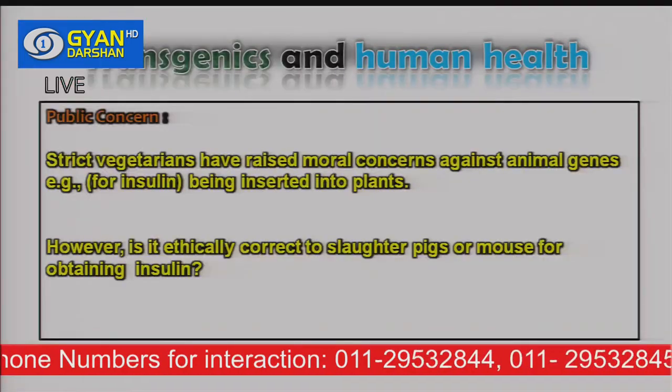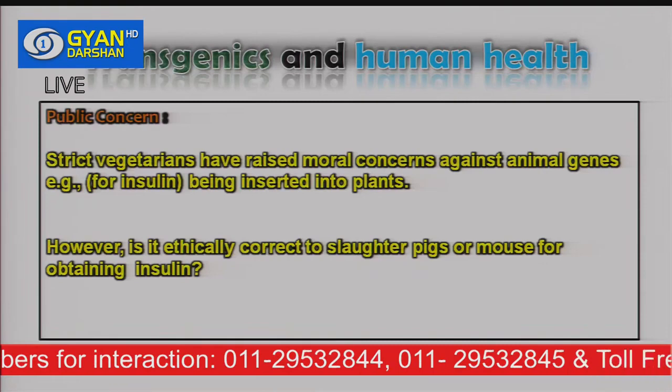The plant will remain a plant. Plant will remain a veg item. It will not become a non-veg item because you have introduced an insulin gene in order to generate an edible vaccine. But you see, we have a kind of public perception that you are introducing an insulin gene in a plant and the plant becomes a non-veg item. It's not that.